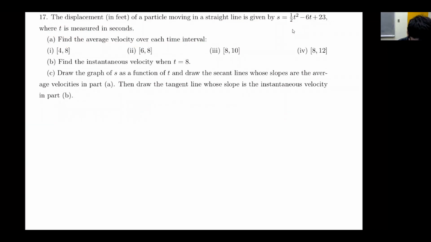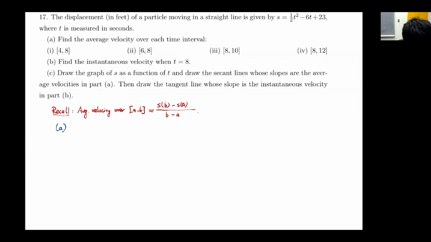So let's briefly recall what the average velocity is. The average velocity over the interval [A, B] is simply the displacement at time B minus the displacement at time A, divided by B minus A. That will be the formula we need to use for part A. To answer each part of part A, all you need to do is plug in the A's and B's.